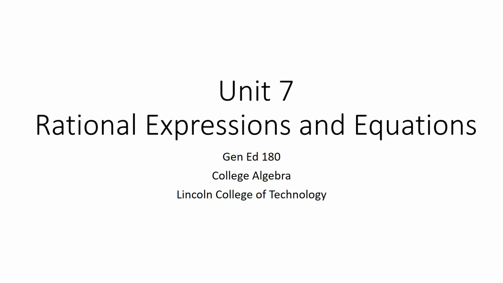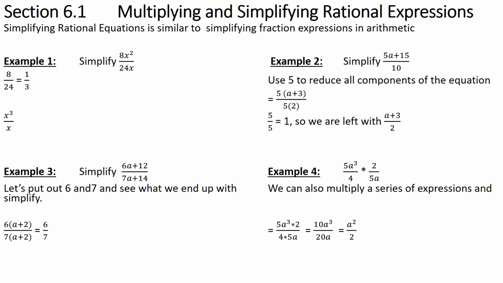Unit 7, Rational Expressions and Equations. When we talk about rational expressions, we're talking about fractions. Rational comes from ratio, which is something over something else. And these are basically fractions. And we simplify as we learned with the exponents before.